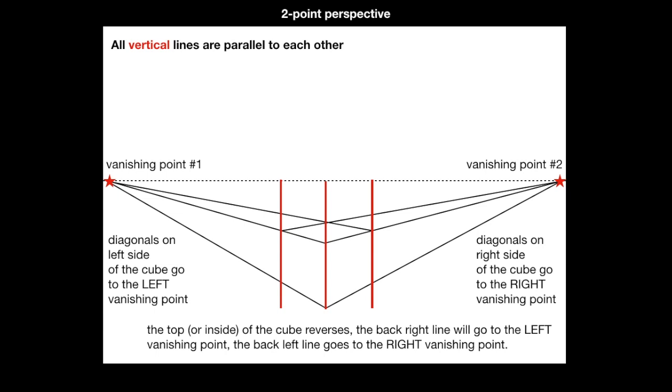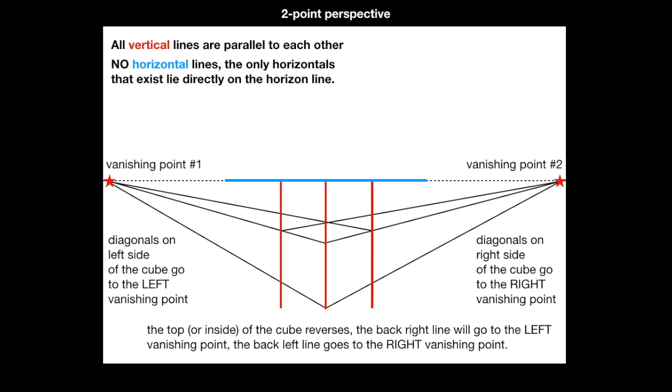And in a two-point perspective, there are no horizontal lines except if you have lines that are going directly on top or directly on your horizon line. So if we were to move that cube up in space, so the top of that cube reaches where that horizon line is, then we would have a horizontal. But other than that, a two-point perspective does not have any horizontals outside of that horizon line. Okay? And then our diagonals must either go to the left or the right vanishing point. Okay?